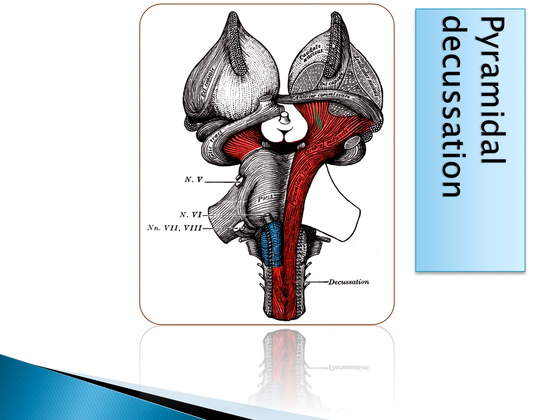So this red color is the pyramidal fibers. They are running in the midbrain and the ventral surface of the pons, carrying all those fibers, and run in the pyramids. So they decussate in the lower part of the anterior median fissure like this. So this is called the pyramidal decussation.